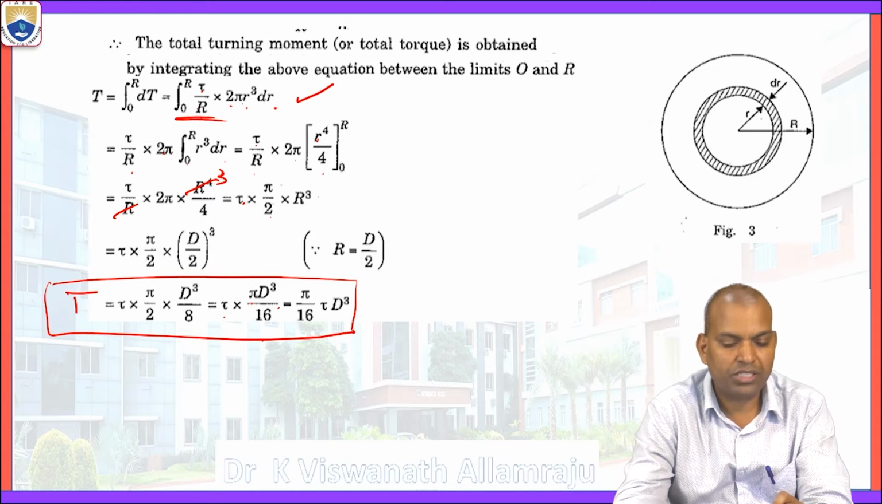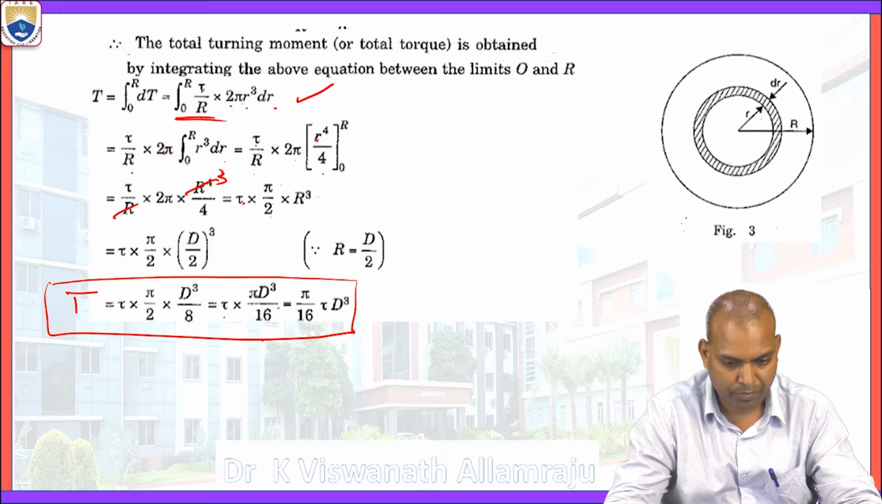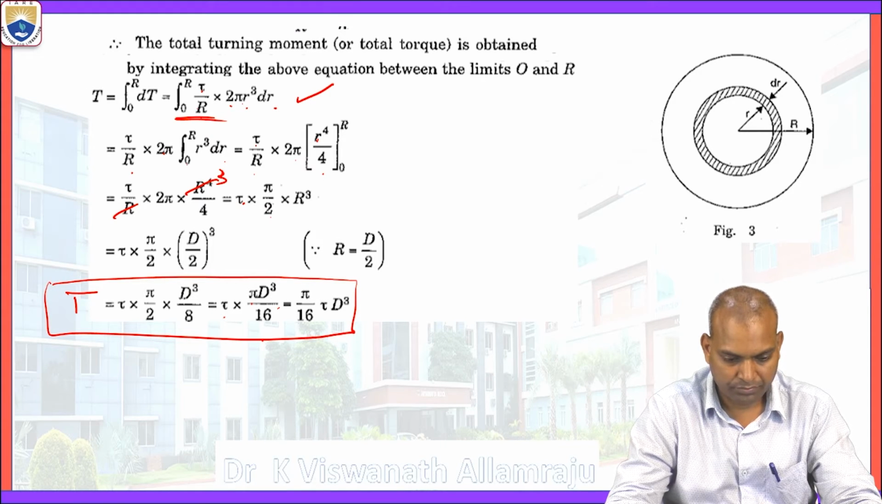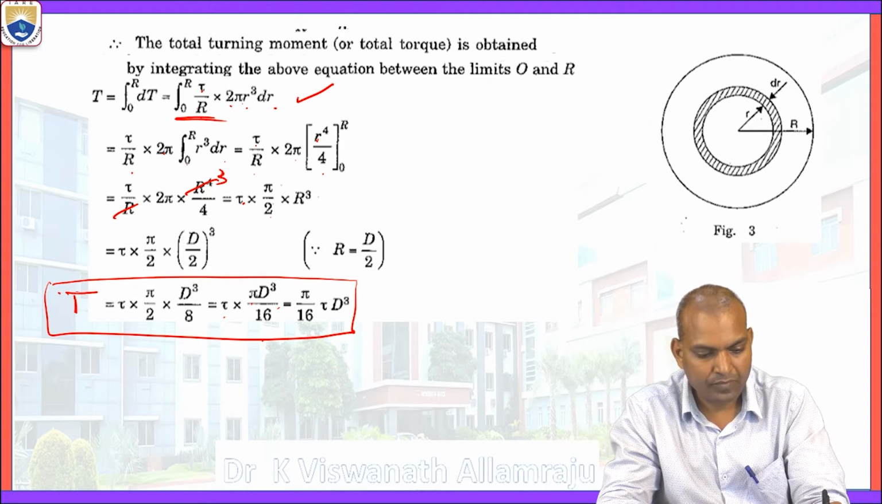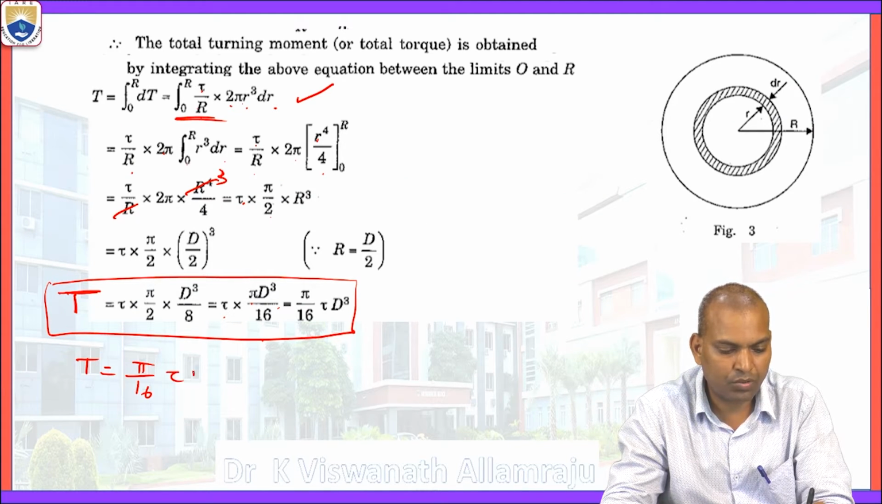T equals pi by 16 tau d cube. This is the derivation we have done for the maximum torque. Okay. Now, after this, the relation we got is T equals pi by 16 times tau d cube.